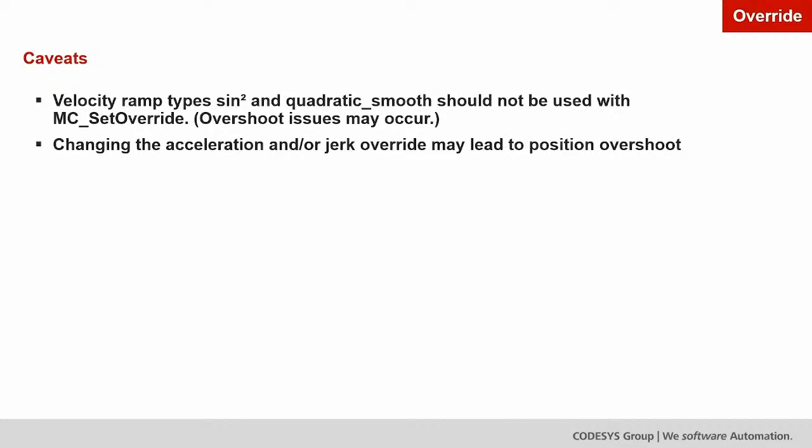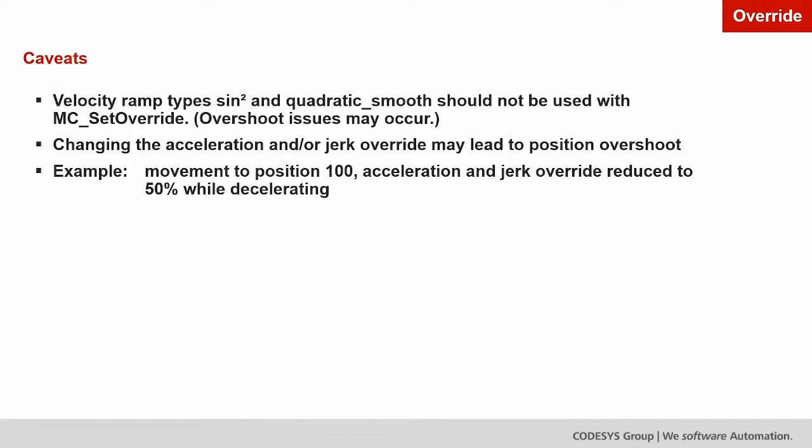It's dangerous to change the acceleration and jerk factor while a movement is going on. This also may lead to a position overshoot. I'll give you an example why this is the case. Again, we have a movement to position 100. We command an acceleration and jerk override to 50% while decelerating to the target position.